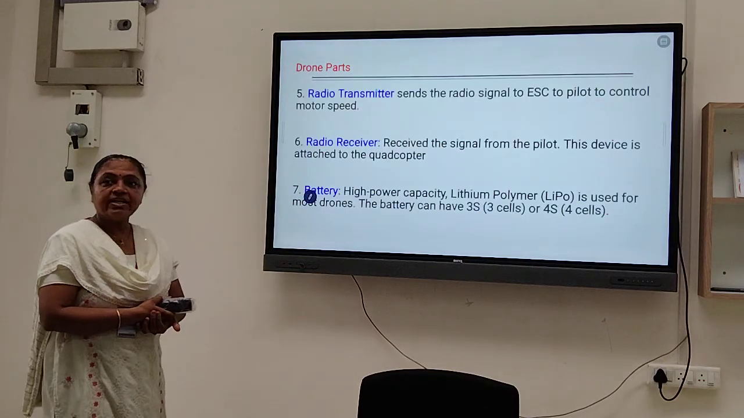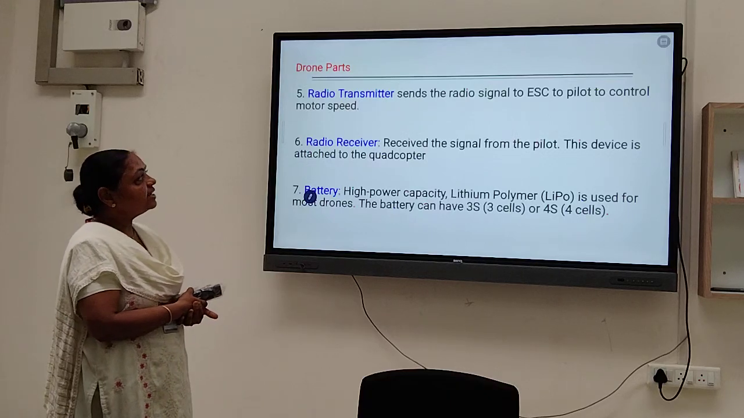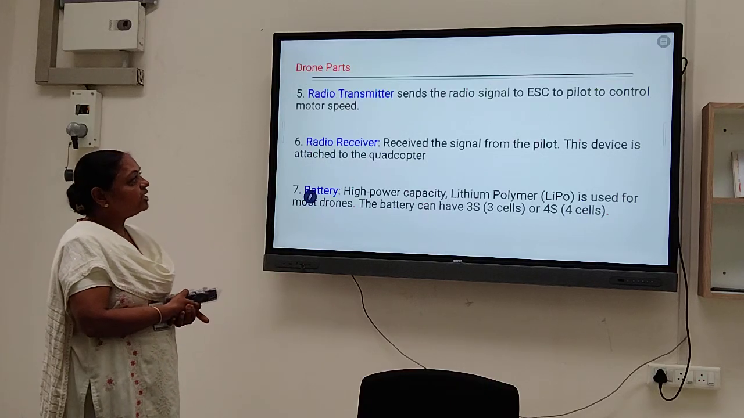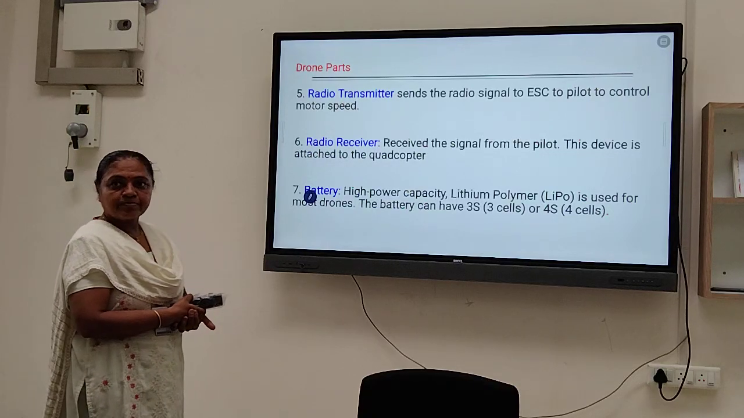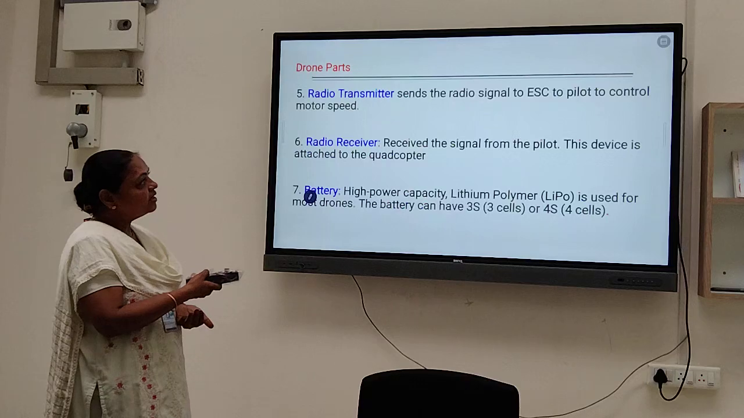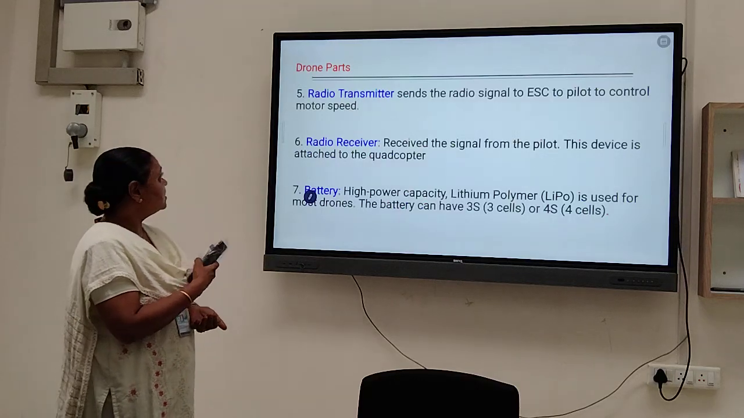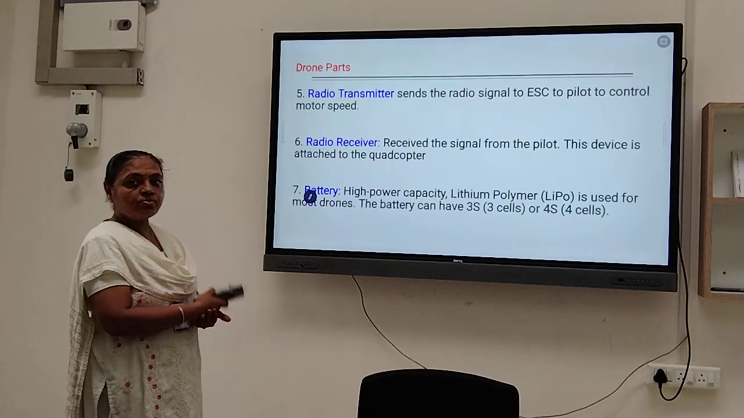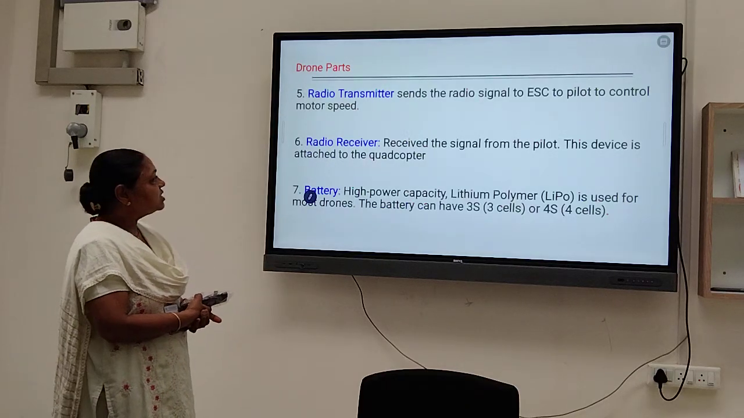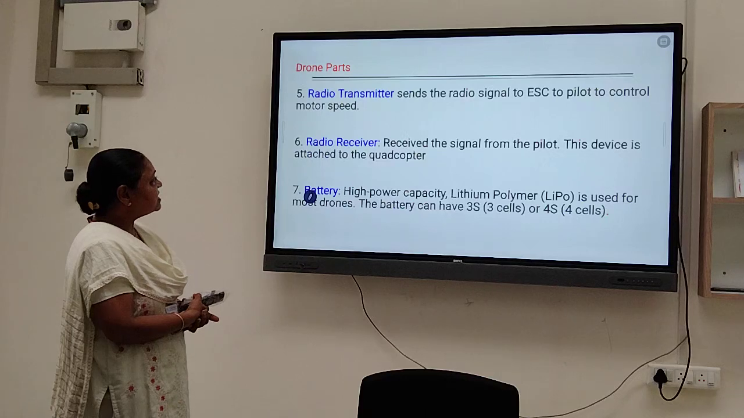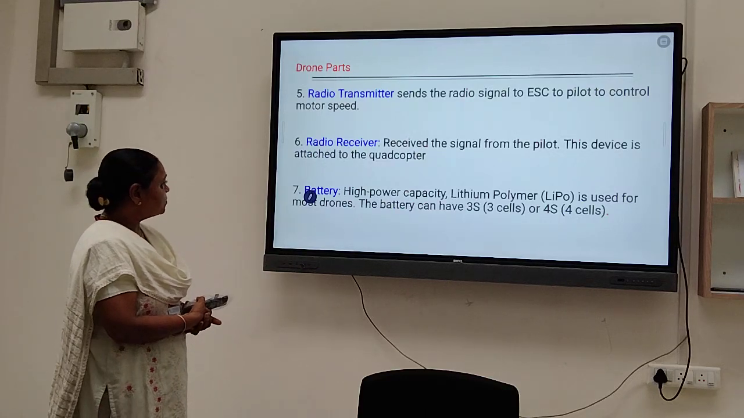Then the radio transmitter. What is the use of the transmitter? It sends the radio signal to the ESC so the pilot can control the motor speed. Then the radio receiver receives the signal from the pilot. This device is attached to the quadcopter.